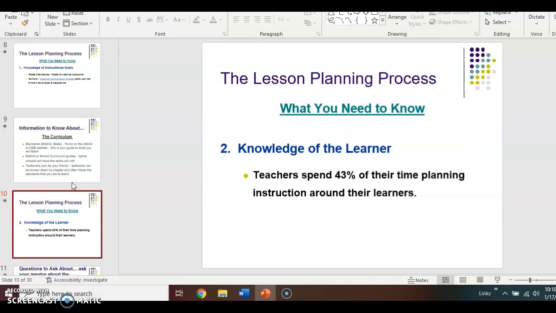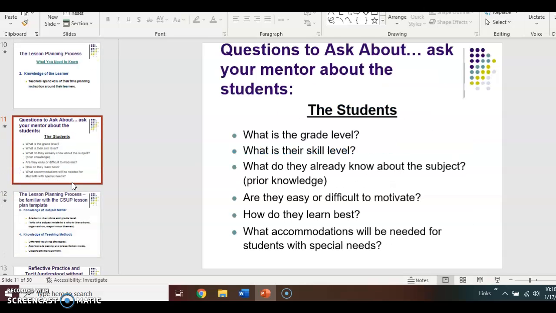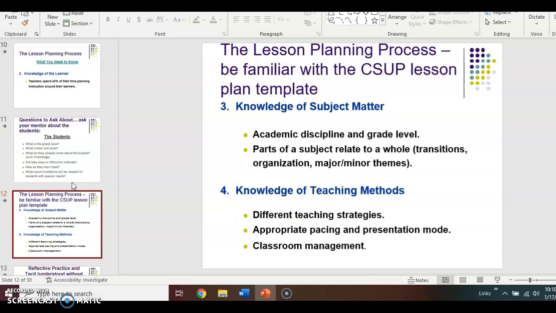Okay. So just going through here, make sure you're asking your mentor teacher what grade it, well, obviously you know what grade it is, but what skill level are the students? How much do they already know about the subject? Are they easy or difficult to motivate? How do your students learn best? These are some questions that you will want to ask the teacher.